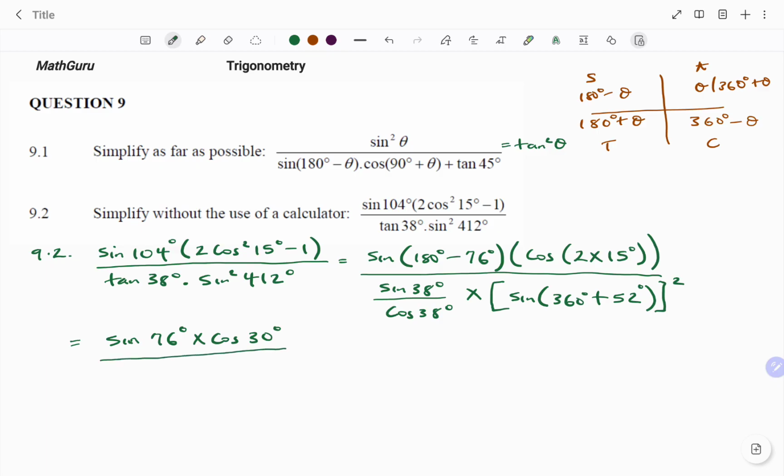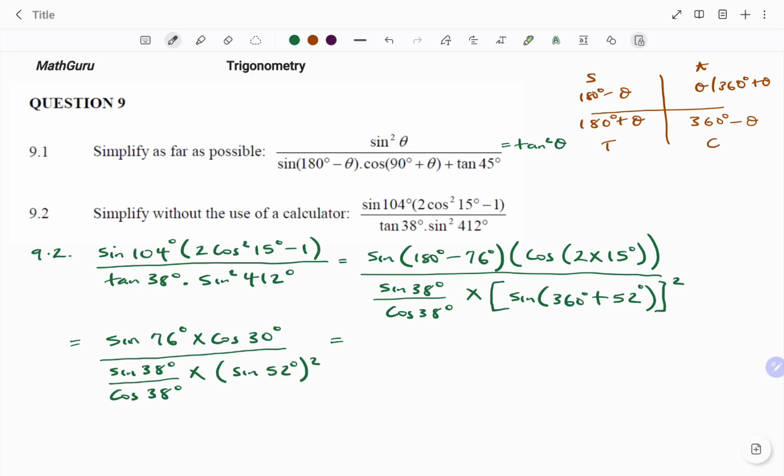At the bottom, I'm still going to maintain my sine 38 degrees divided by cos 38 degrees times, then I'm going to simplify what I have in my bracket. Sine 360 plus 52, that falls in the first quadrant, so sine is positive, that becomes sine of 52 degrees. So rewriting that, I have sine of 52 degrees all squared. Simplifying further, sine 76, that's a double angle.